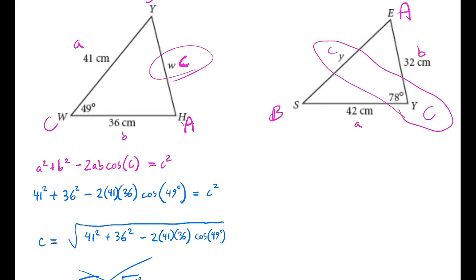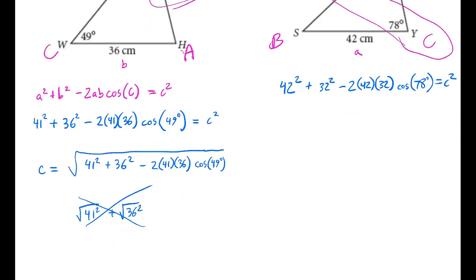Okay, so let's go back over here. Let's set up the equation. I've got a squared plus b squared minus 2ab cosine of c equals c squared. And there we go. You just plug that into a calculator, take the square root, and you're done, okay?